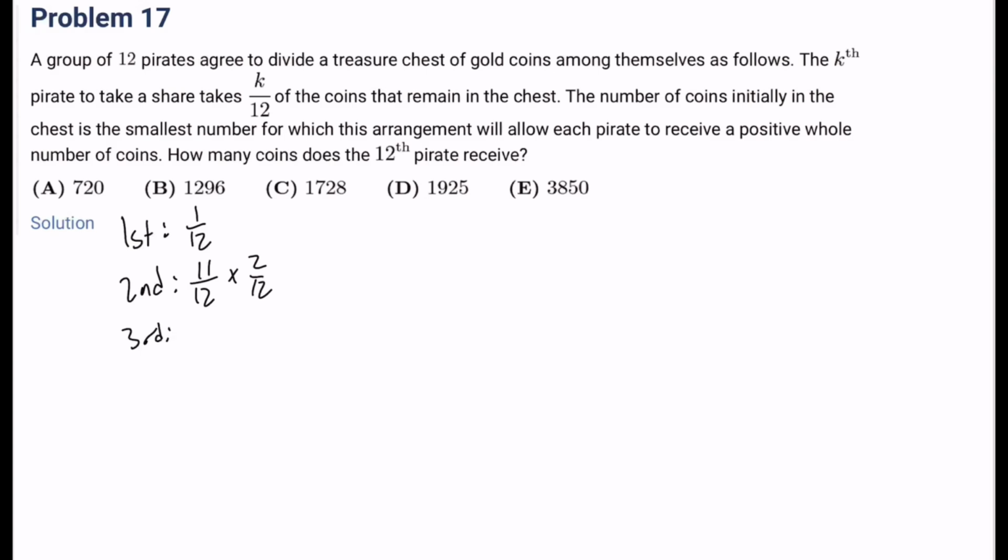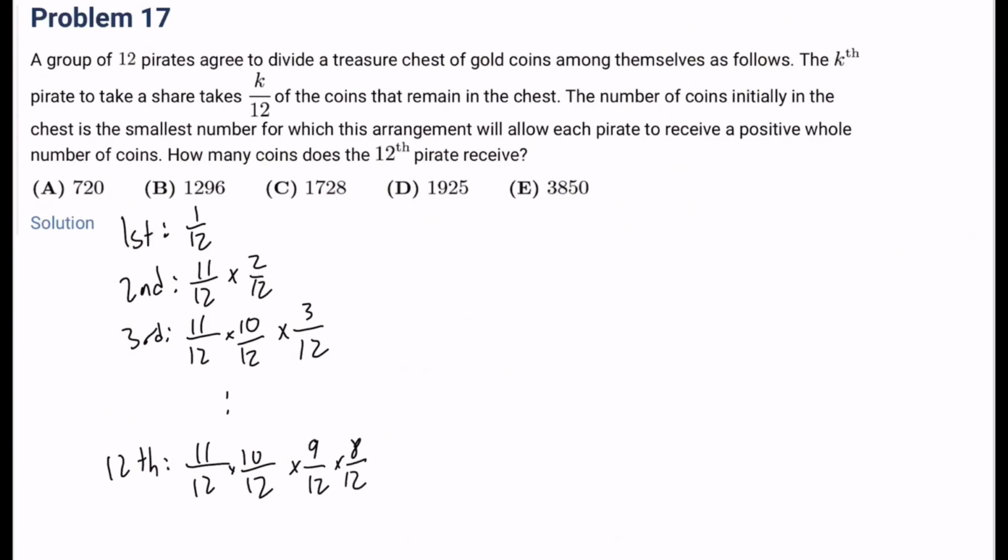Third will take 11 over 12 times 10 over 12, that's what's left. And then of that, it's taking 3 over 12, right? And then all the way to the 12th pirate, that will just be 11 over 12 times 10 over 12 times 9 over 12, 8 over 12, 7 over 12, 6 over 12, 5 over 12, 4 over 12, 3 over 12, 2 over 12 times 1 over 12.